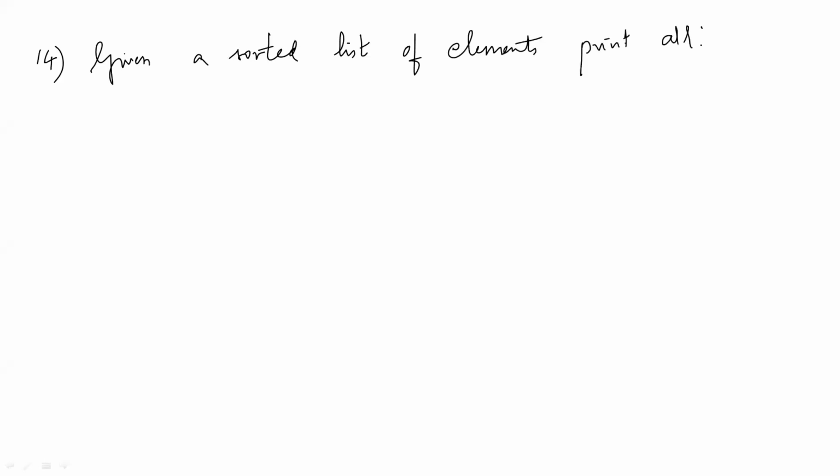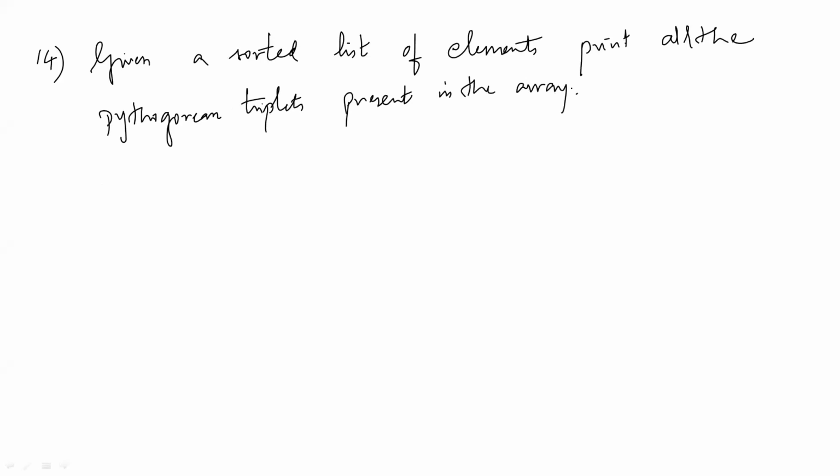Right? So, given a sorted list of elements, print all the Pythagorean triplets present in the array. See, sir, the array maybe will be having some Pythagorean triplets, right? So I want all those Pythagorean triplets.